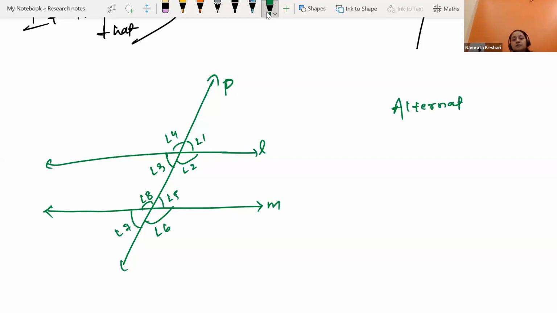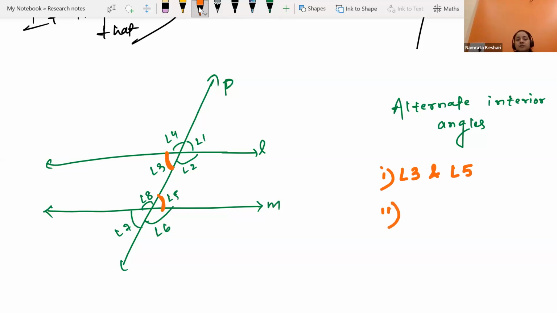Who will say? Ma'am, 4 and 2. Angle 3 and 5. Yes, angle 3 and 5. Alternate means alternate with each other, and interior means inside. Angle 2 and angle 8. That's it, right? Yes, ma'am. 4 and 6 we cannot say because we are saying interior. When I say exterior, alternate exterior, then we will talk about that. Are you getting it?